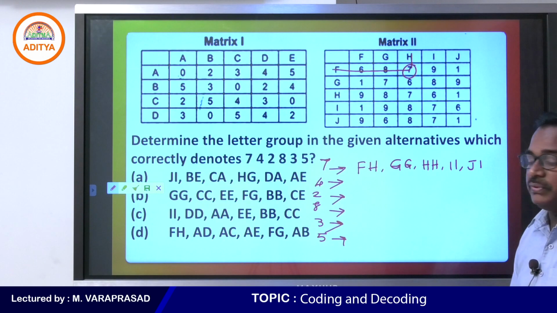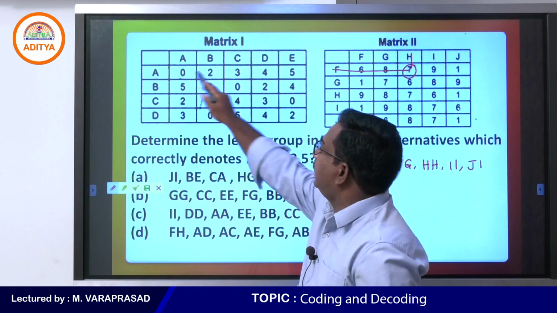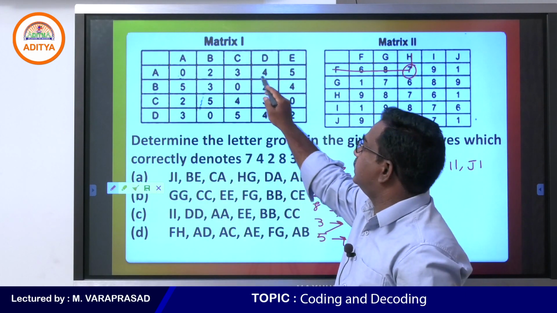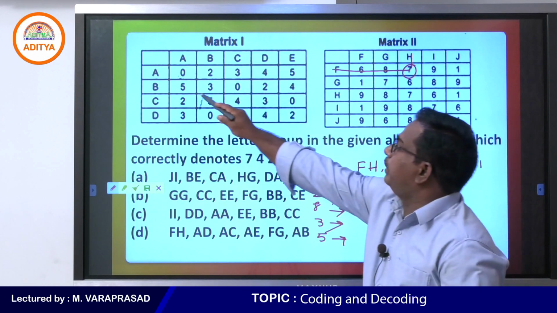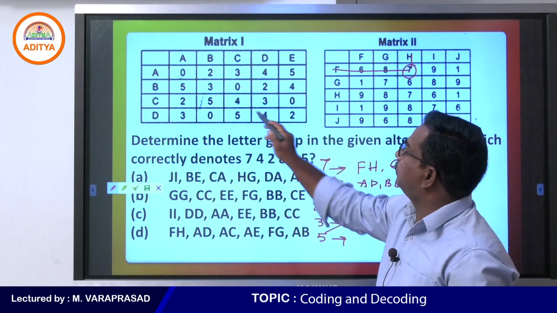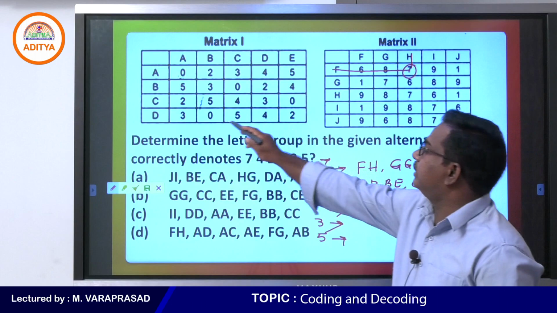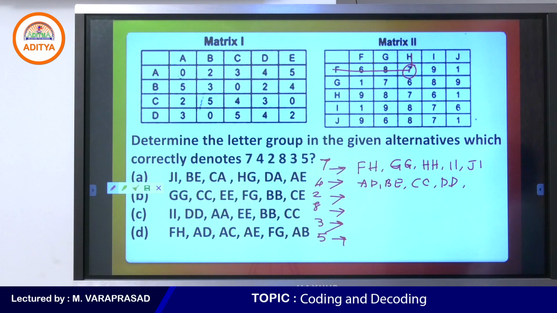Now, 4 in how many ways can we write? 4 is there here, AD. A is here and D is here, so AD. Next, 4 is there here, BE. Next, 4 is here, CC. Next, 4 is here, DD. There is no other 4 at all. In these ways, AD, BE, CC, DD, we can represent 4.